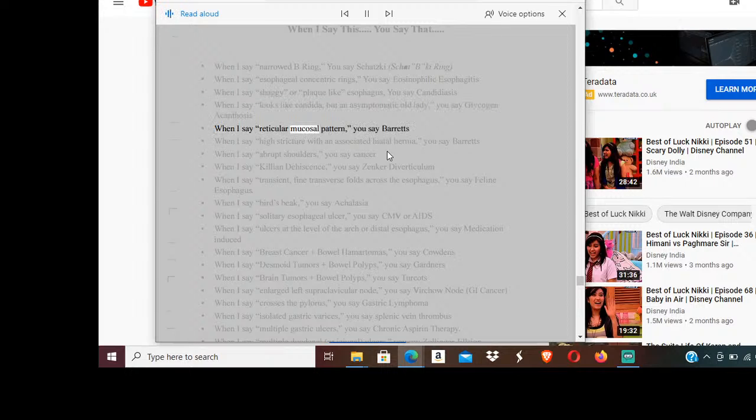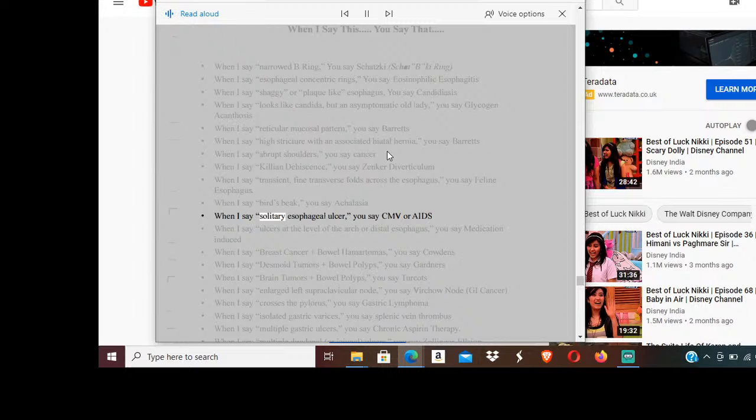When I say reticular mucosal pattern, you say Barrett's. When I say high stricture with an associated hiatal hernia, you say Barrett's. When I say abrupt shoulders, you say cancer. When I say Killian dehiscence, you say Zenker diverticulum. When I say transient, fine transverse folds across the esophagus, you say feline esophagus. When I say bird's beak, you say achalasia.